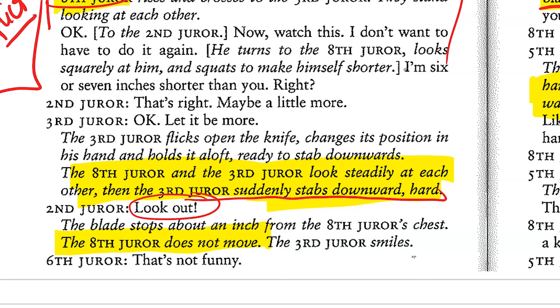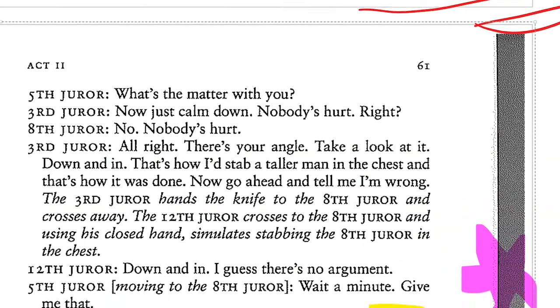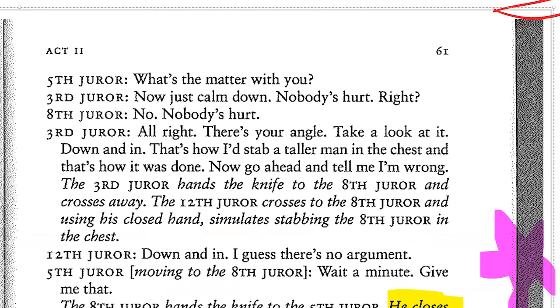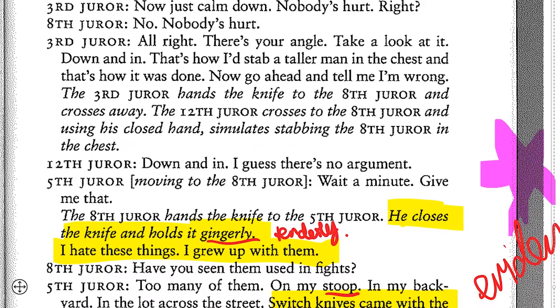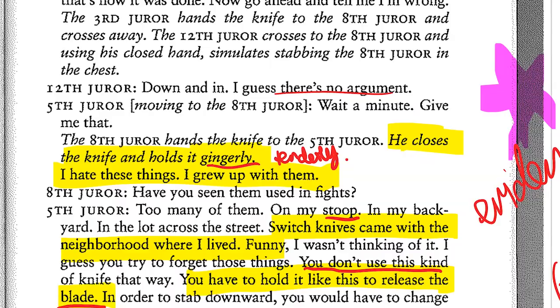"Look out!" The jurors all react. The blade stops about an inch from the 8th juror's chest, but the 8th juror does not move. I love that. He is calm, he is unflappable, he does not react. He's unemotional. And so the 3rd juror says, look, that's how I'd stab him. Down and in.